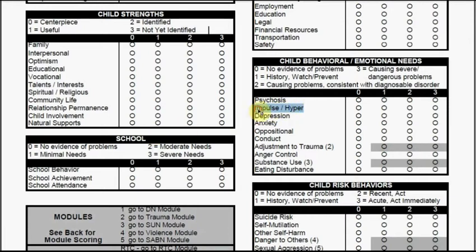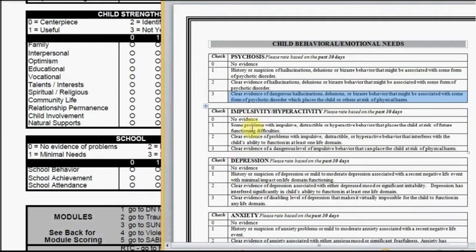The next item is impulsivity or hyperactivity. And 0, no evidence. 1, some problems with those behaviors such as impulsivity, distractibility, or hyperactivity, and this places the child at risk of future functioning difficulties. It's not now. 2 is clear evidence of those problems, and these problems interfere in the now with the child's ability to function in at least one life domain. That's the main difference with 3.